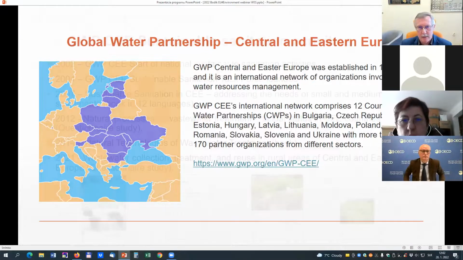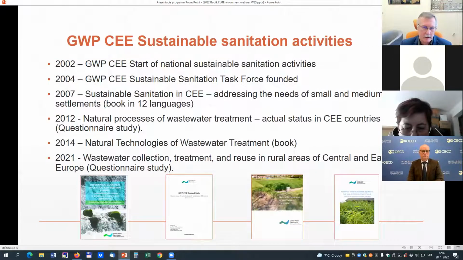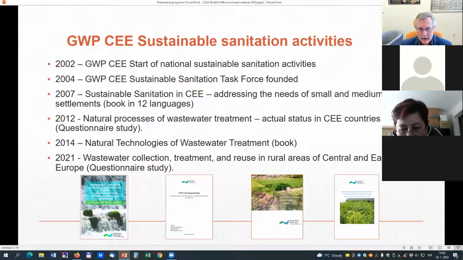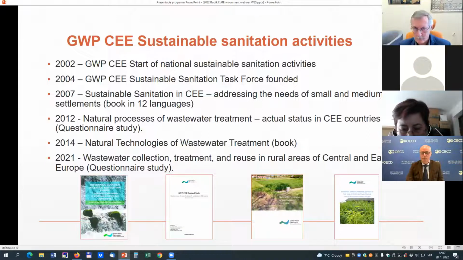A significant part of GWP activities has been, and still is, sustainable sanitation in our countries. Some first activities started 20 years ago in the frame of GWP, and in 2004 a task force for sustainable sanitation was founded, and I was the leader of this group. It was quite interesting work to cooperate with our partners from CEE countries, focusing on sustainable sanitation for increasing the connection to wastewater treatment, and so on.